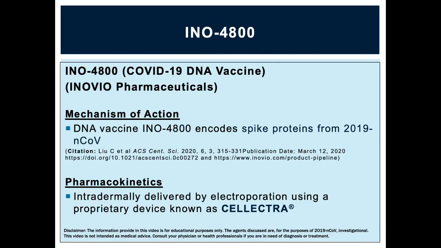Our next vaccine is a DNA-based vaccine being developed by Inovio Pharmaceuticals, known as INO 4800. This vaccine is thought to encode the S or spike protein, similar to what we saw with the Moderna-based mRNA vaccine. Like the Moderna vaccine, INO 4800 has to be delivered intradermally, but it's delivered by electroporation using a proprietary delivery device known as Selectra.